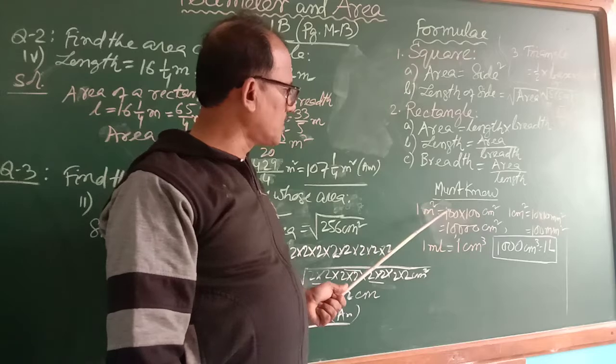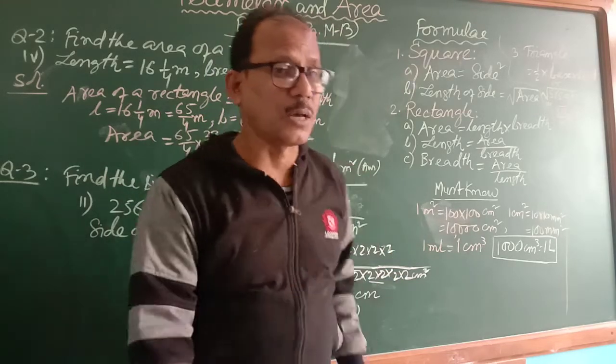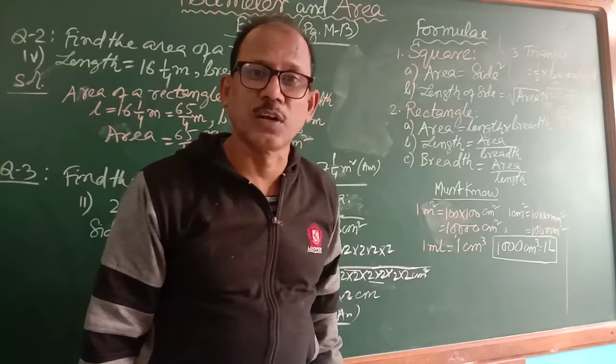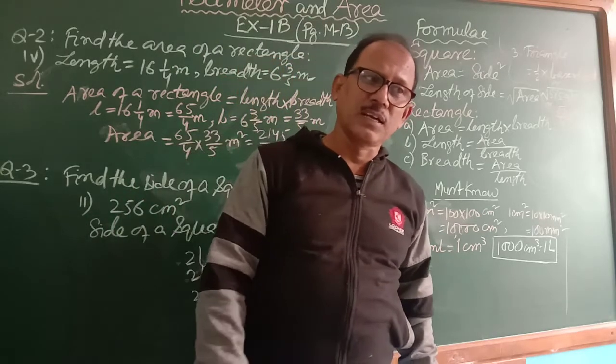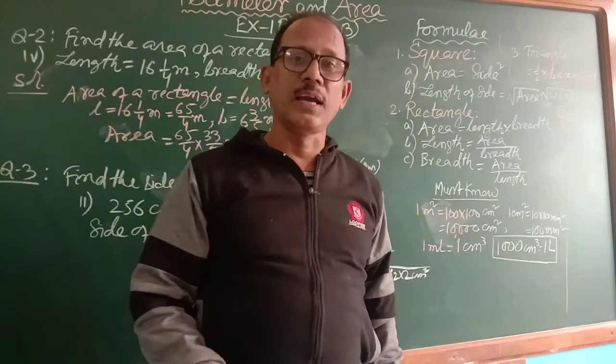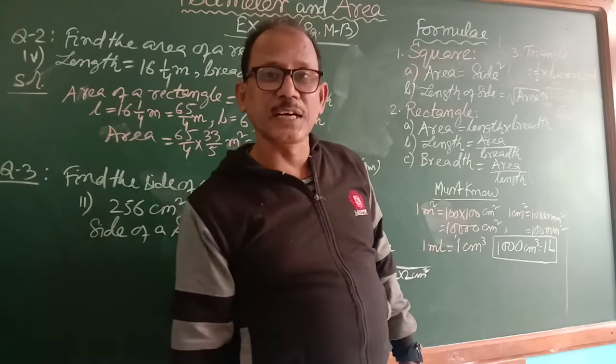Therefore, 1 meter square is equal to 100 into 100 centimeter square. People make the mistake of writing 1 meter square as 100 centimeter square. No, 1 meter is equal to 100 centimeter is fine, but 1 meter square is equal to 100 into 100. Could you understand? 1 meter cube is equal to what?